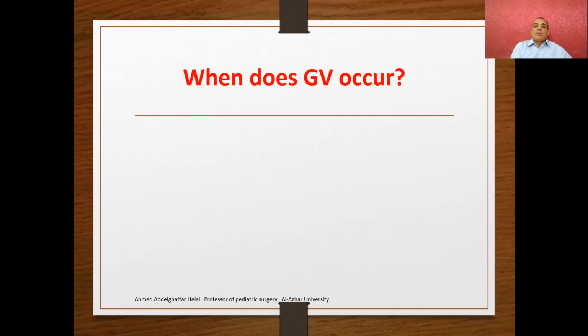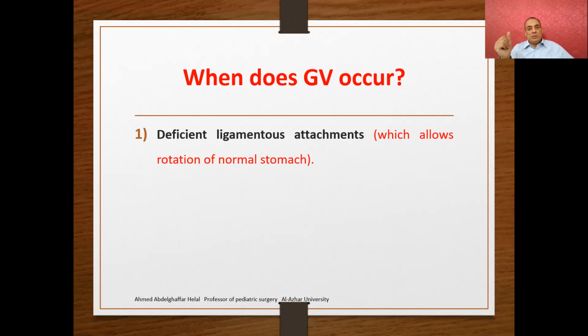The question now, when does gastric volvulus occur? Number one, deficient ligamentous attachment will allow rotation of the stomach. And we explained that a normal stomach may rotate despite the presence of these ligaments, as during laparoscopic assisted percutaneous endoscopic gastrostomy. So the stomach can rotate. So in a case of deficient ligamentous attachment, this may predispose to gastric volvulus.